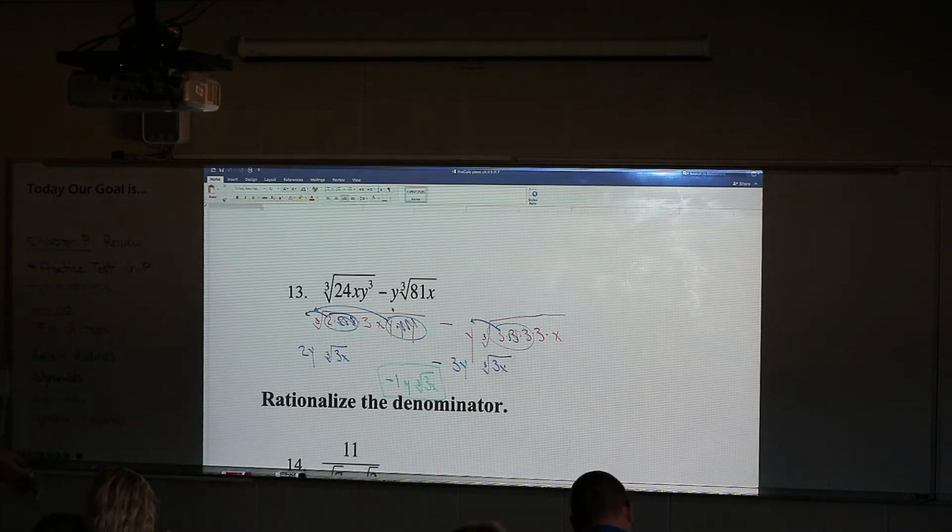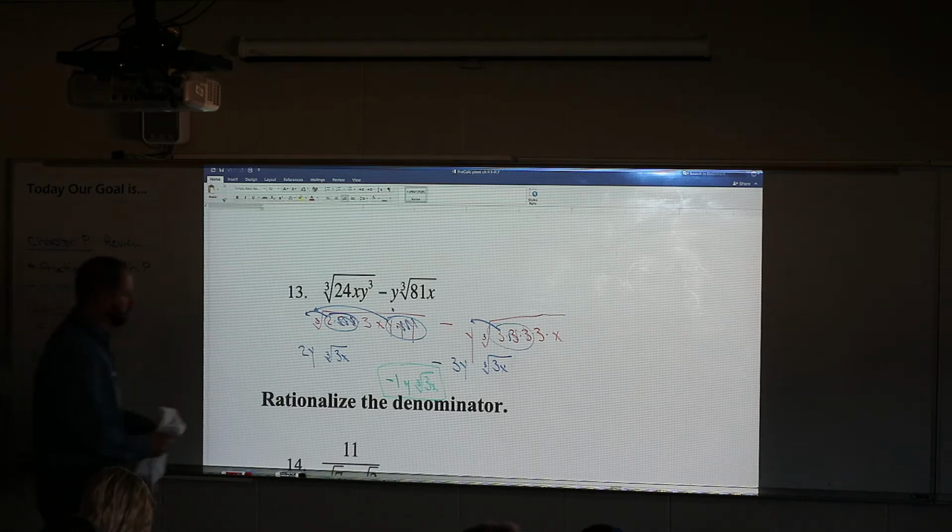If the radicals are different, or those variables are different, they have different powers or whatever, you can't subtract, you can't add, you're just done. Okay? You are done. Okay, questions on 13? No. Okay. All right, let's move on. Let's go to 14.